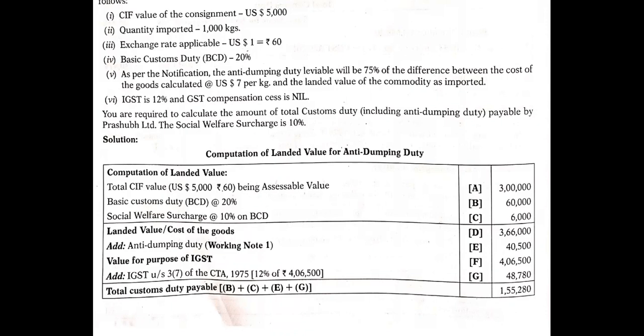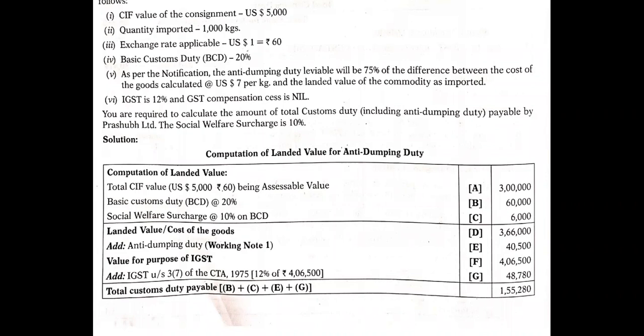After that, social welfare surcharge. He has told you that it is 10%. In the last sentence, if you read, social welfare surcharge is 10%. That is 10% on basic custom duty, that is 10% of 60,000, which is 6,000. So the landed value of the cost of goods is 3 lakh plus 60,000 plus 6,000, that is 3 lakh 66,000. This is the total landed value of cost of goods.